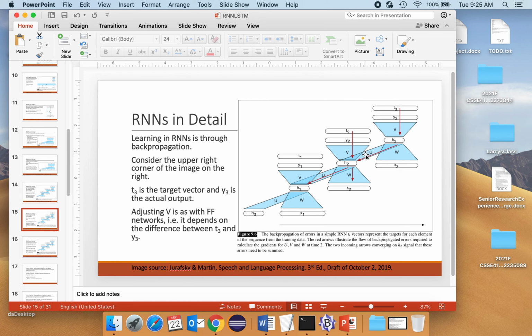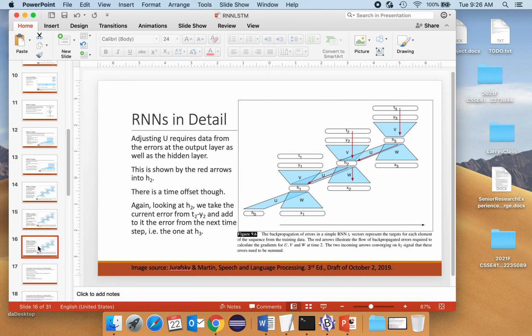That's what this one here portrays. We need to look at the sum of the errors produced by this one and by this one. So long story short, we add the error from the current output, but also the error from the next time step.